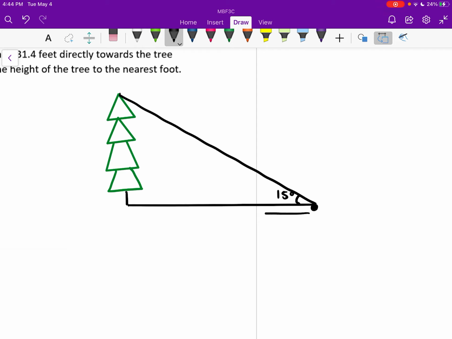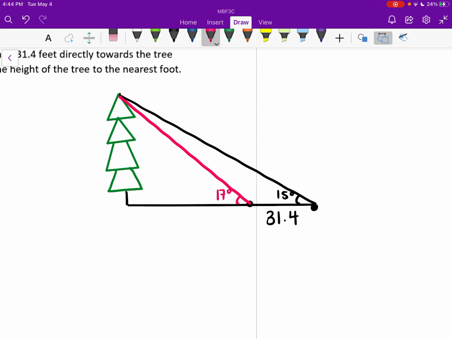And then she walks towards the tree. So she's moving in closer, and she walks about 31.4 feet, so we'll write 31.4 here, right towards the tree. Now when she looks up at the tree, and I'll do this in a different color, this angle of elevation is actually 17 degrees. The angle of elevation is just a little bit different because she's now walked towards the tree.